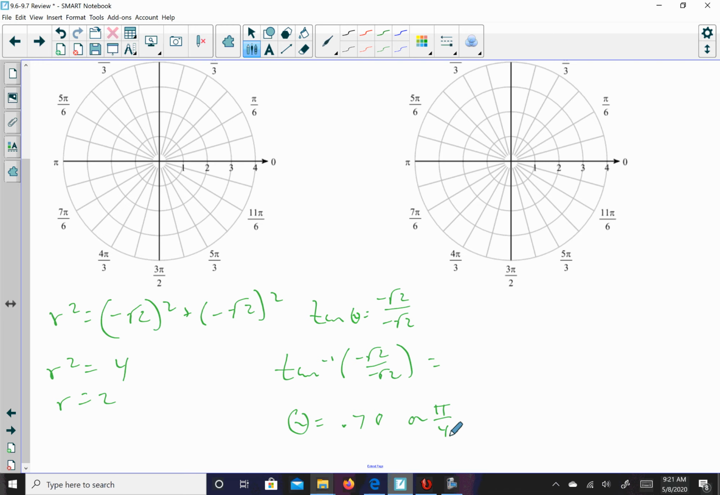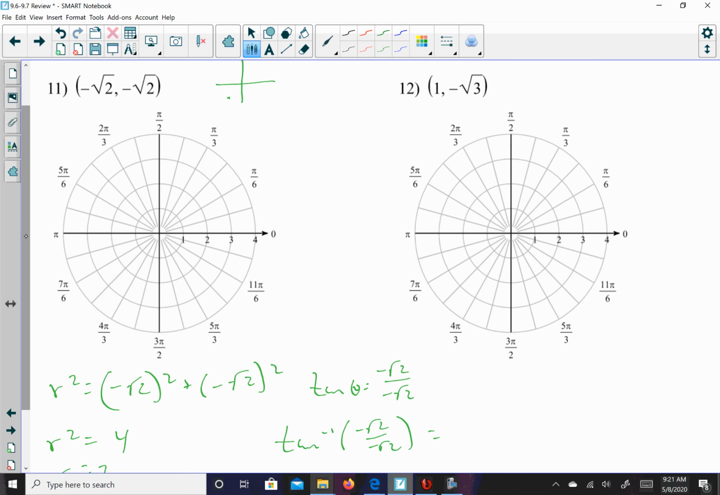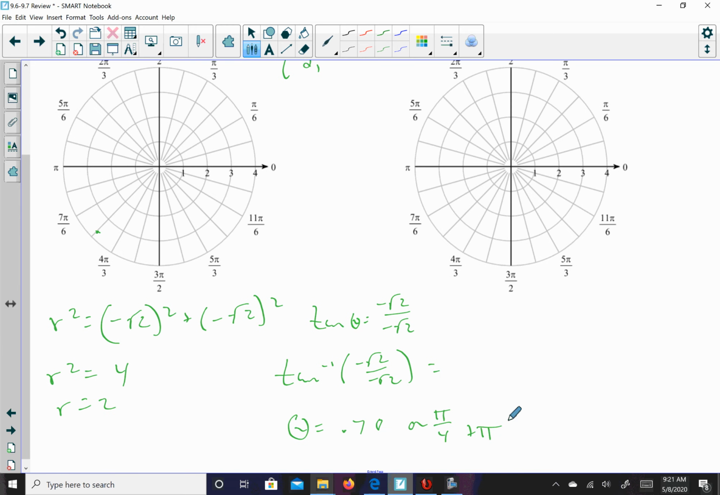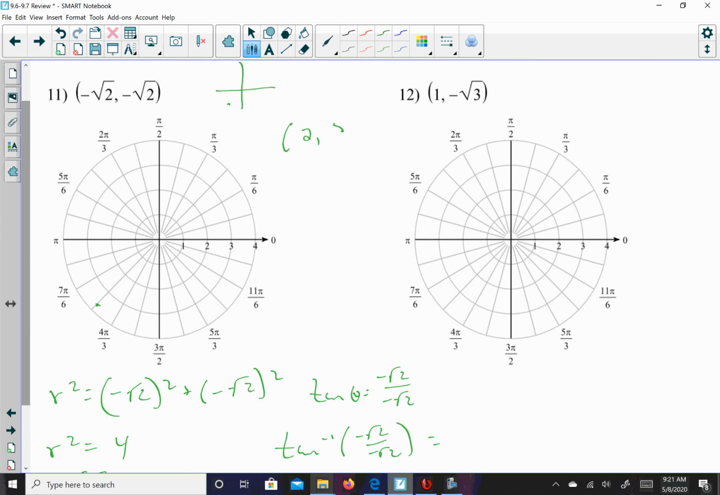Since this radius of 2 and a positive pi over 4 would put me in the first quadrant, and I want to be here in the third quadrant, I'm going to add 1 pi to that. So I'm going to say 5 pi over 4. If you're a decimal person, you're adding pi to that 0.78, and you're saying 3.93. Either one is acceptable. Okay, moving on to the next one.